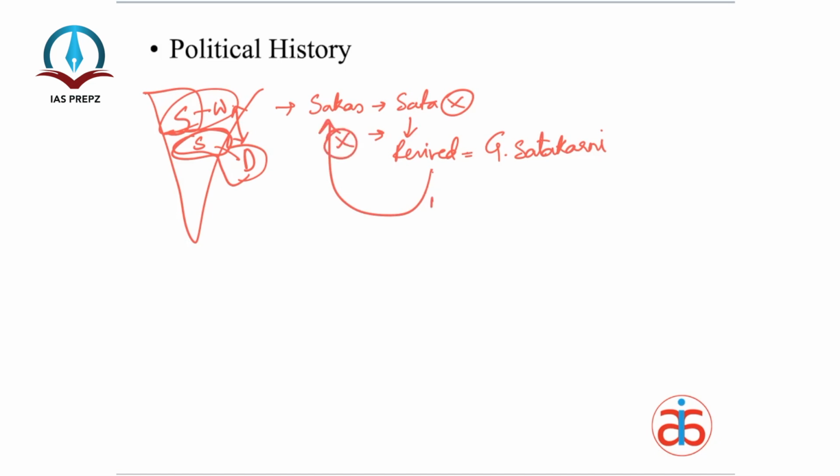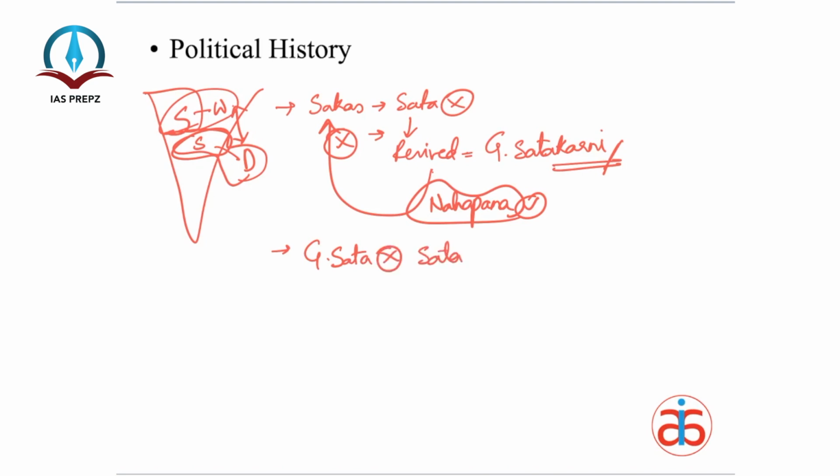Especially, he defeated the Shaka king Nahapana. The evidence for this is that many of Nahapana's coins were restruck by Satakarni, indicating that he defeated Nahapana. However, after the death of Gautamiputra Satakarni, Satavahana power again declined while the Shaka power again increased, and this time the Shaka ruler was Rudradaman.